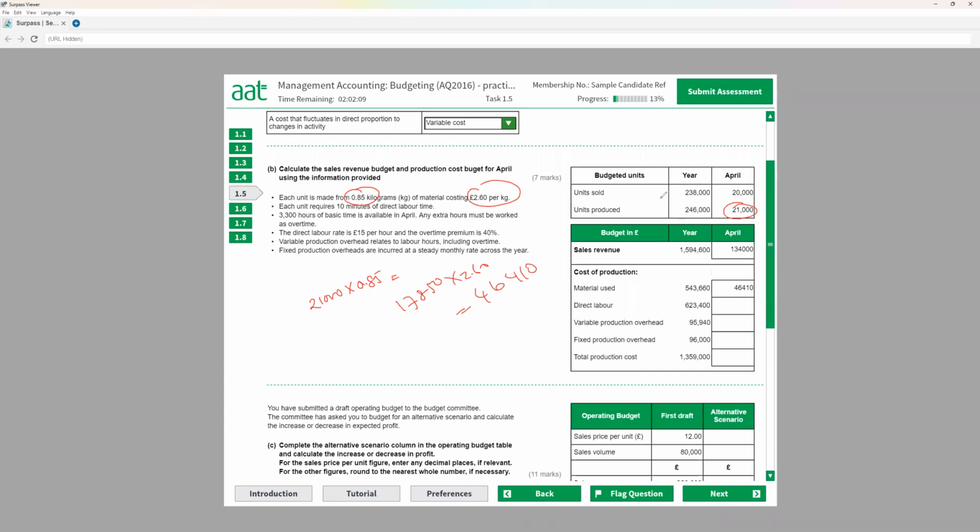All right, the next one we have here is direct labor. They said each unit requires 10 minutes of direct labor. How many units do we have? We have produced 21,000 units. So 21,000 times 10 will give me the minutes. We have to divide by 60 to find the hours.